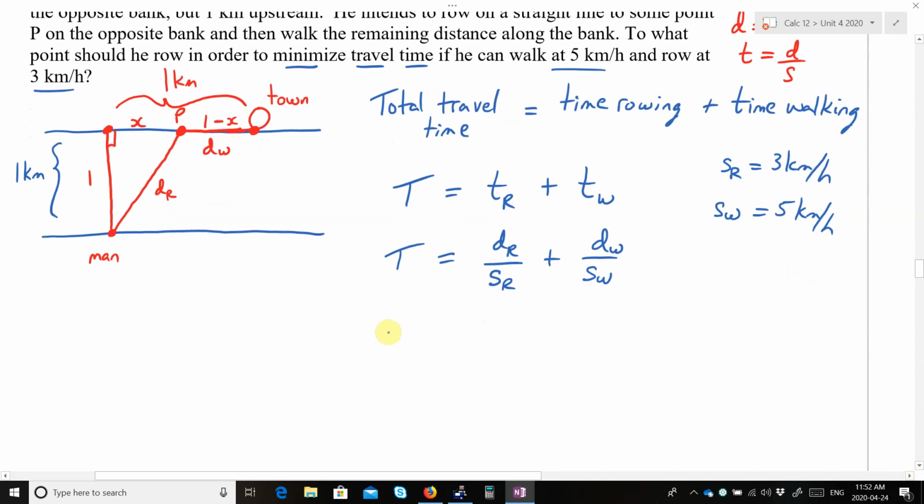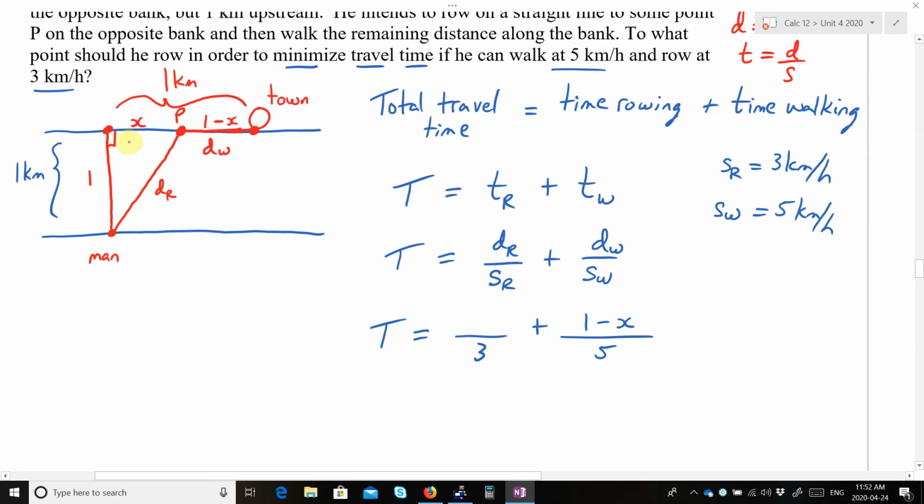So here's what we know so far. His total travel time will be equal to his distance rowing. We don't have an expression for that yet, but his speed for rowing is 3 kilometers per hour. The distance that he has to walk is 1 minus x, and his speed for walking is 5 kilometers per hour.